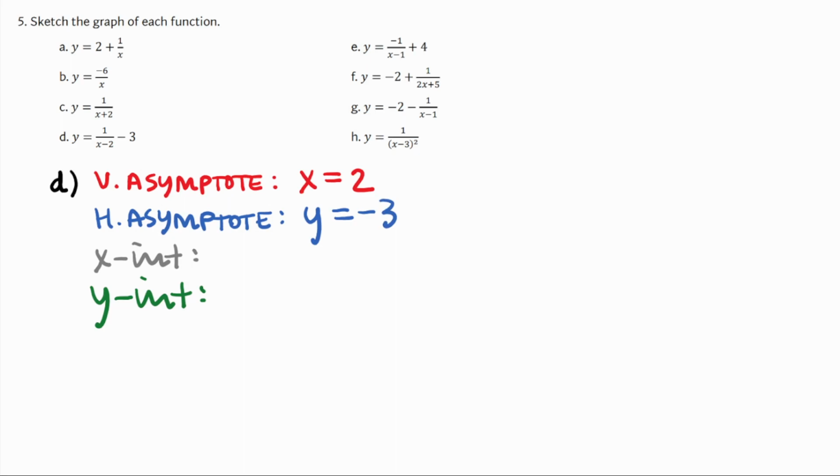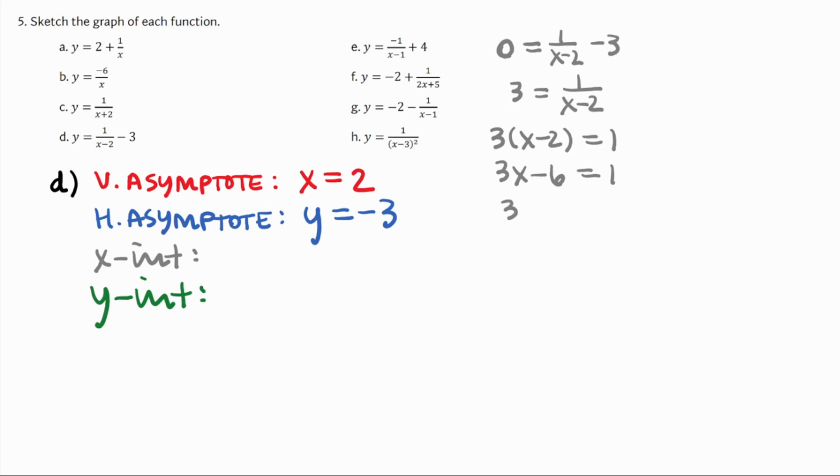The x-intercept is where y equals 0, so I might go over here and solve that equation. 0 equals 1 over x minus 2 minus 3. So I'll add 3 to both sides. 3 equals 1 over x minus 2. I'm going to multiply both sides of that equation by x minus 2. So I'd have 3 times x minus 2 equaling 1. Distribute. Add the 6. Divide by 3 and get x is 7/3. Right? And so there we go.